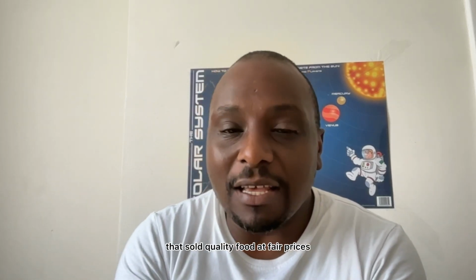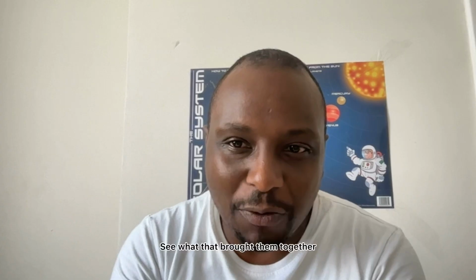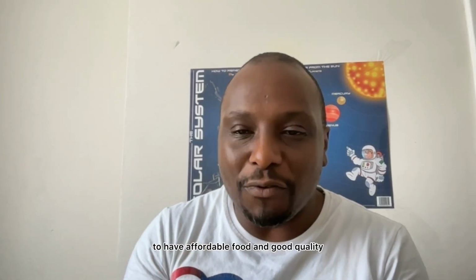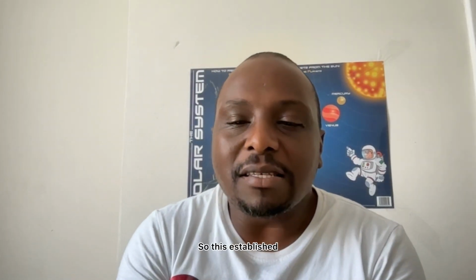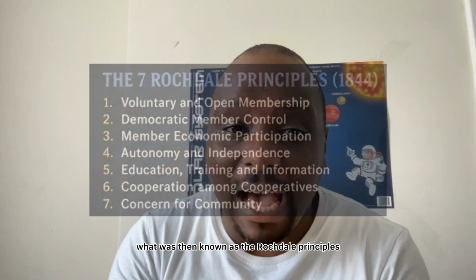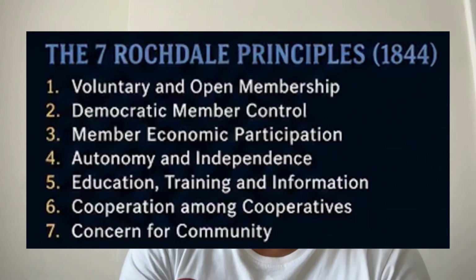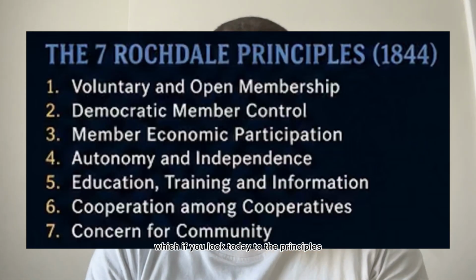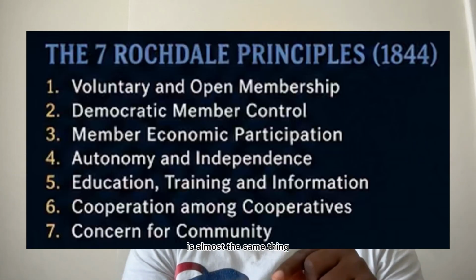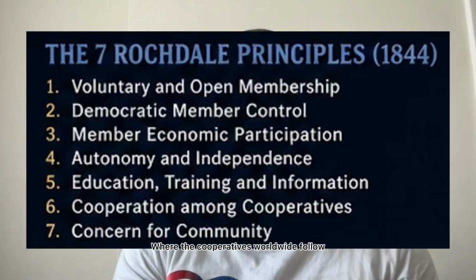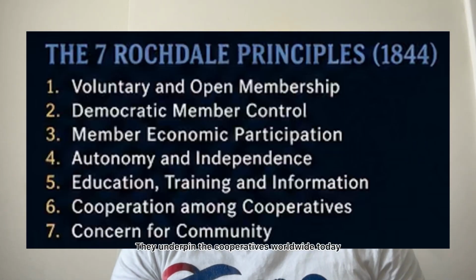They pooled small weekly contributions and opened a cooperative shop that sold quality food at fair prices. See what brought them together? The need to have affordable food and good quality. So this established what was then known as the Rochdale Principles, which, if you look today at the principles that the SACCOs follow, is almost the same thing. They underpin the cooperatives worldwide today.